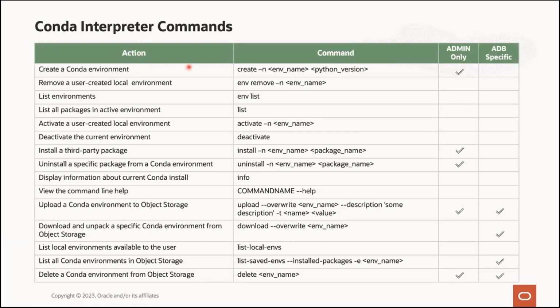I just wanted to highlight a few of our commands that we'll be going over later in the demo. The first one is create. This create command creates a Conda environment. Our next command that we will highlight is activate, and this activates a user-created local environment. Finally, we have download on this row right here. This is a command that the user will use to download the environment for use.